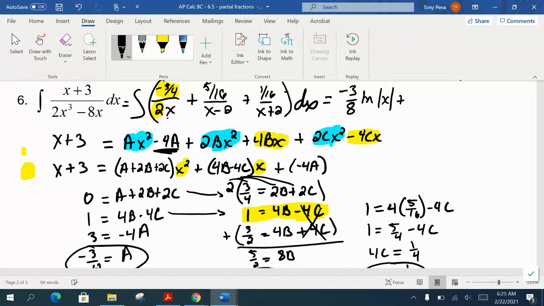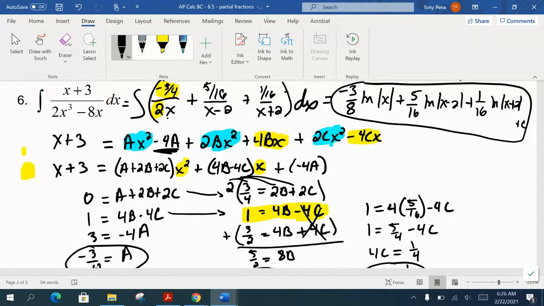The others are pretty straightforward. This is 5/16, the natural log of x minus 2. And then 1/16, the natural log of x plus 2. And then plus our constant. And then voila, that's our guy.